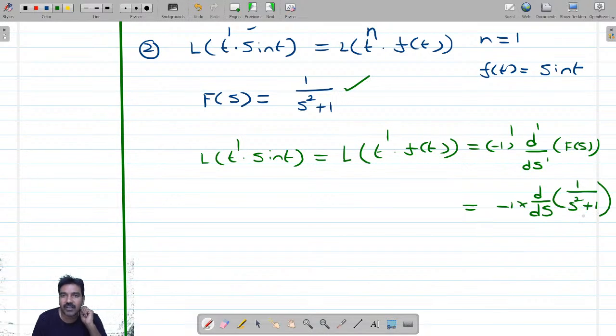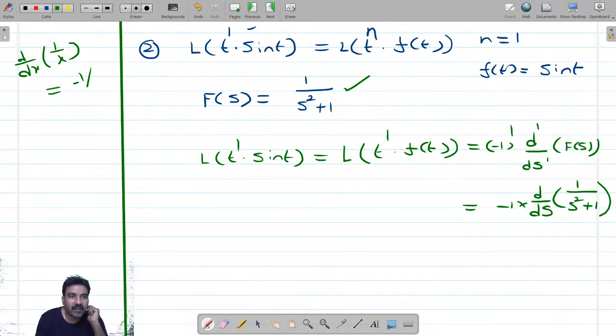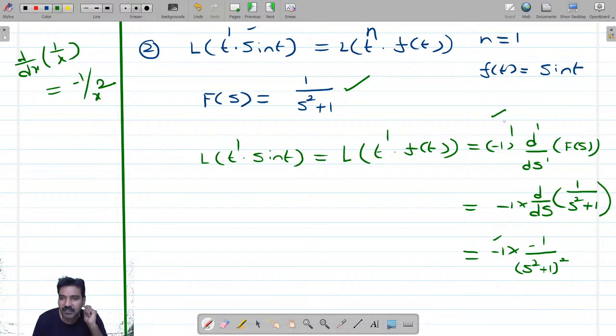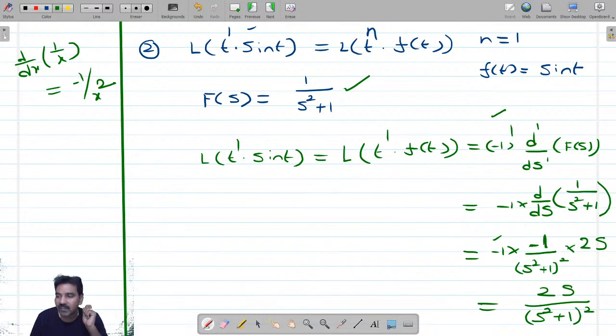Assume s square plus 1 as x. You have a formula: d by dx of 1 by x is minus 1 by x square. Here in place of x we have s square plus 1. We are doing differentiation with respect to s. So this is minus 1 into minus 1 by s square plus 1 whole square. This minus 1 is because of this minus 1. And this minus 1 is because of the derivative of 1 by x. But x is not s, it is s square plus 1. So you need to multiply with the derivative of s square plus 1. So the answer becomes 2s divided by s square plus 1 whole square. Is this point clear? The point is very clear.